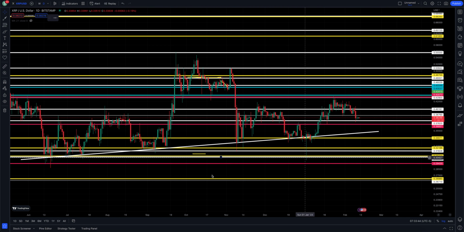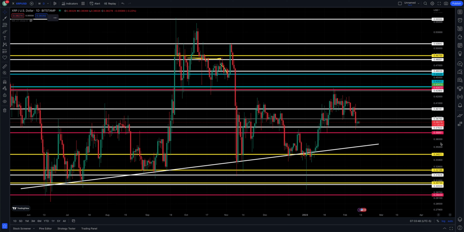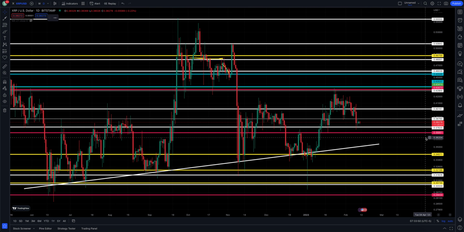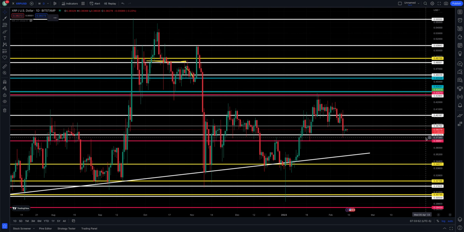Who knows if that will happen? If it did, I would probably say that would be an unbelievable opportunity to pick up some XRP. So just keep that in the back of your mind. It's not a $180 XRP. It's an 18-cent XRP. It's way down there.